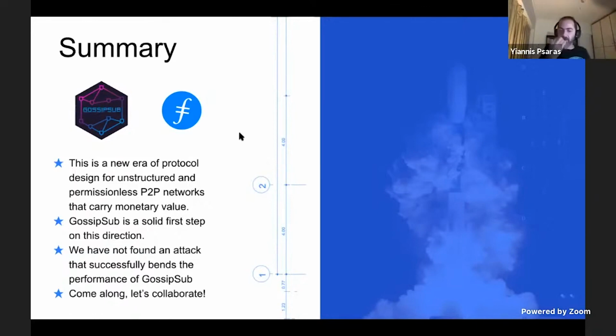This concludes the talk. It's a very interesting protocol. Go check it out. We have a technical report with lots of things related to the performance evaluation, and it's a really interesting design.